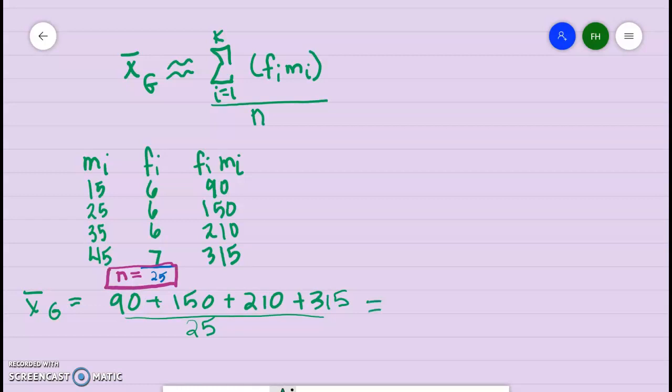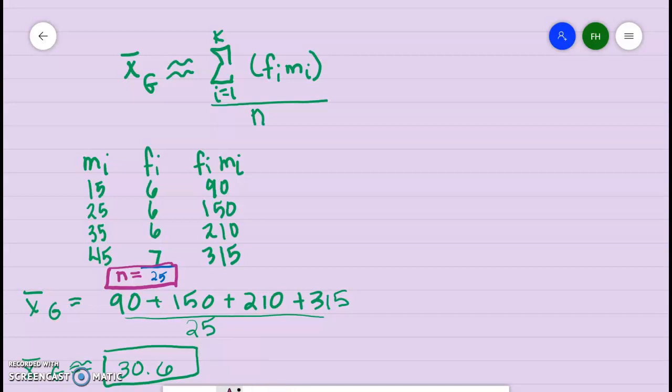Alright, so when we add those up and divide by 25, you're going to get the mean for the group data, which is approximately, because group data mean is an approximation of the mean, 30.6.